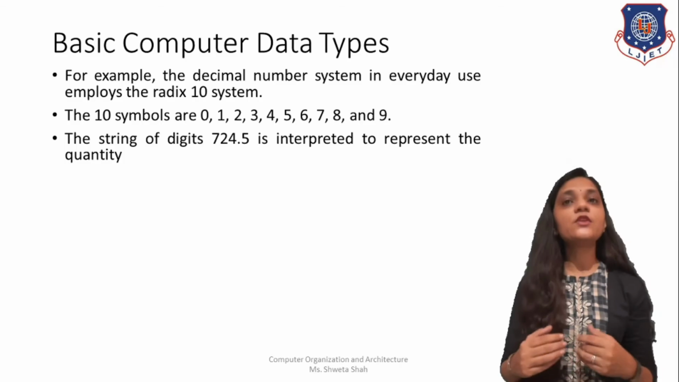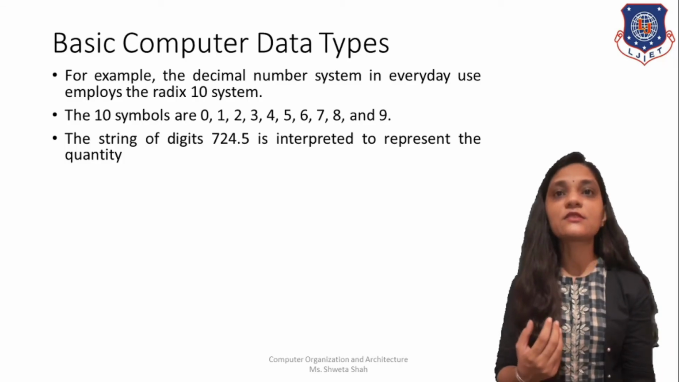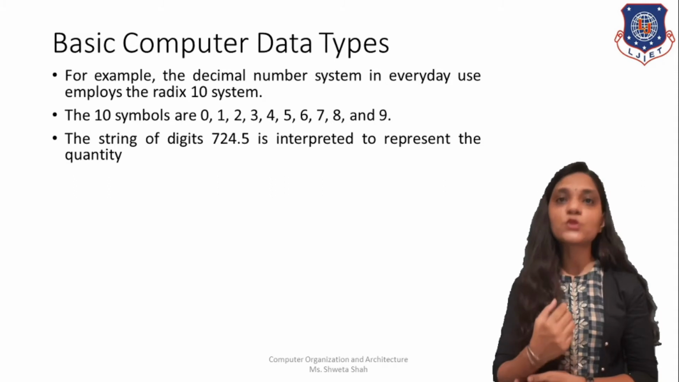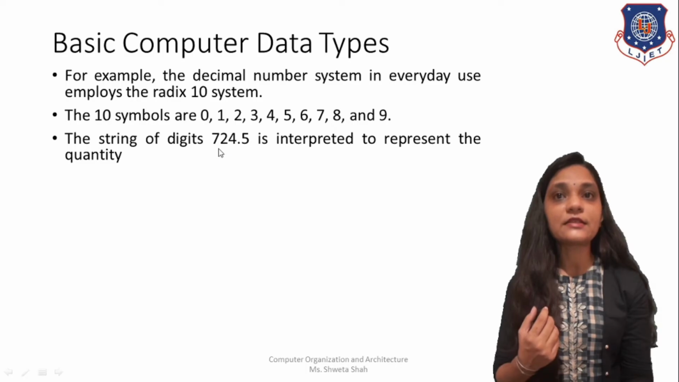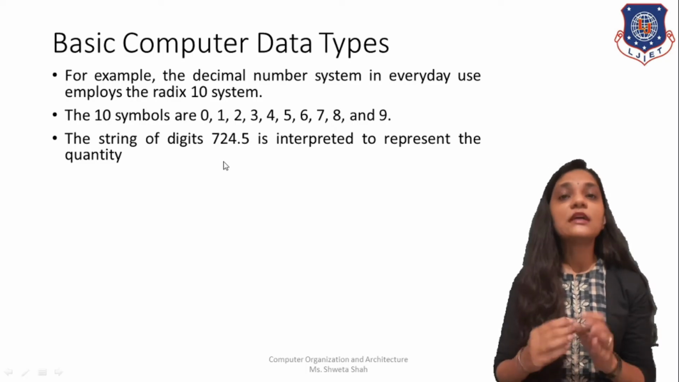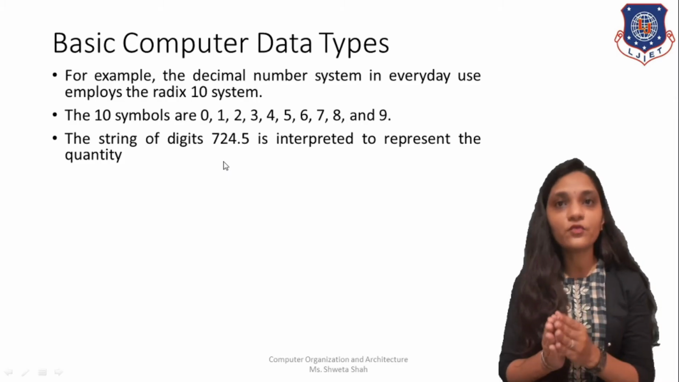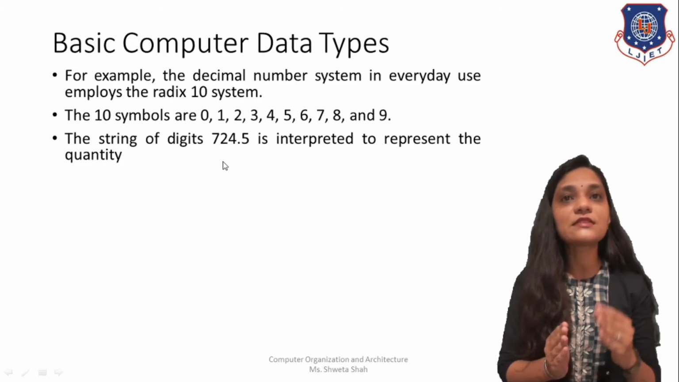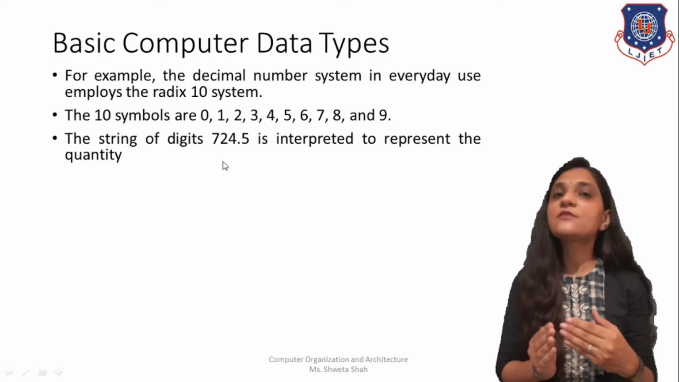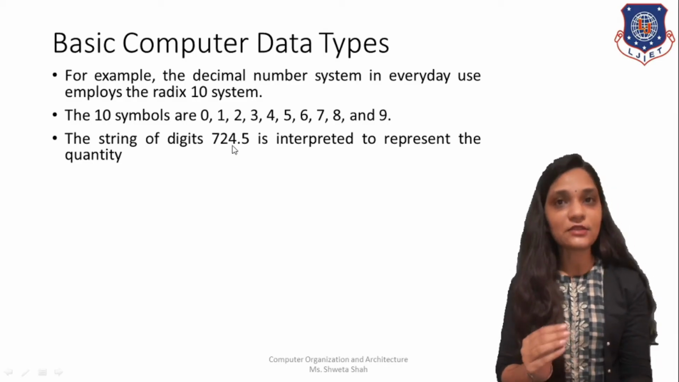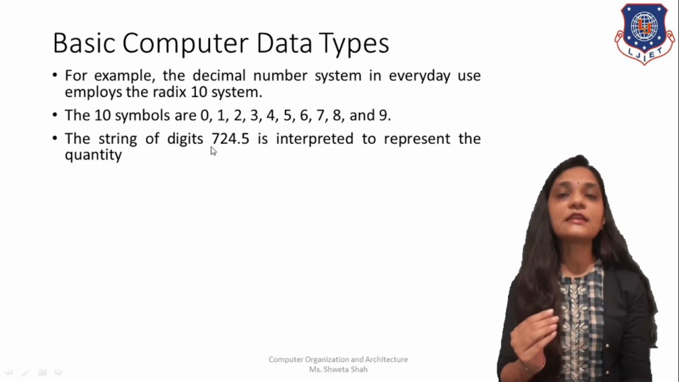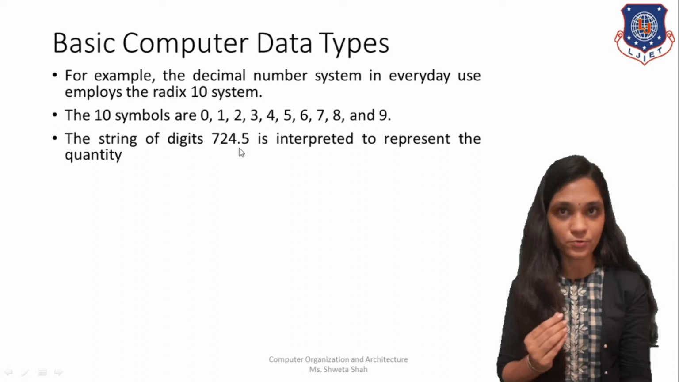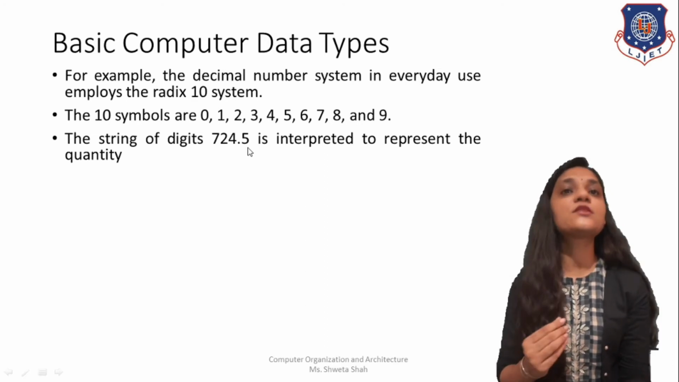As we know, this is the decimal system, so the quantity will be the same, but to represent this quantity we multiply each and every digit, that is 7, 2, 4, and 5, according to its position, by a power of 10. Why power of 10? Because this system is radix 10, so it has base 10. Here 4 is at the 0th position, or 10 raised to the power 0, 2 is at the 10 raised to 1 position, and 7 is at 10 raised to 2, or you can say the 100th position. And similarly, 5 is at the 10 raised to minus 1 position.